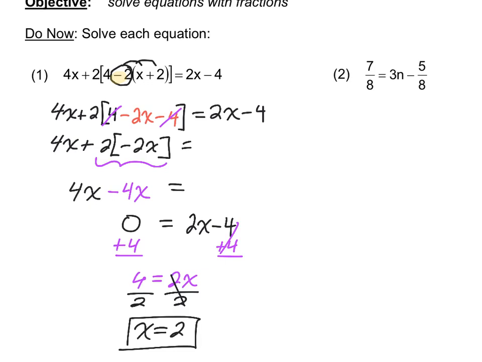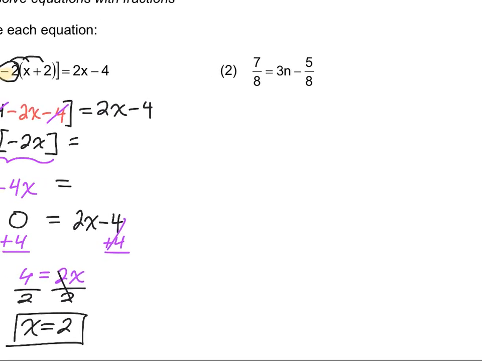All right, number two. Number two is kind of why we're here, because of this fraction stuff. We like fractions. Mere child's play. We like fractions because we know how to get rid of fractions, so they're not really intimidating, right? When dealing with equations, all I have to do is what? Multiply both sides by 8, a common denominator.